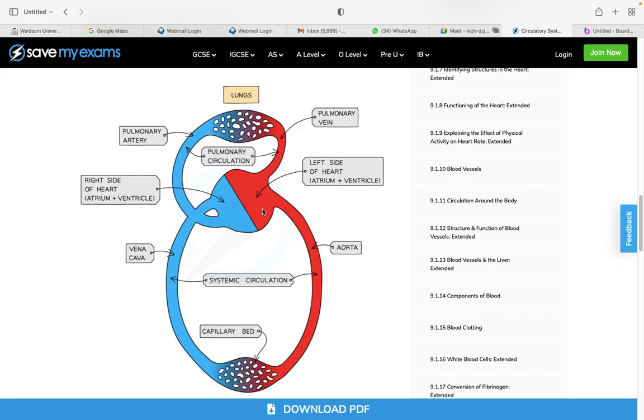Okay, for the vein, because it's wide, the road is very wide. But for the artery, the passage of the blood is through a very narrow path. So you need a high pressure to push it through.